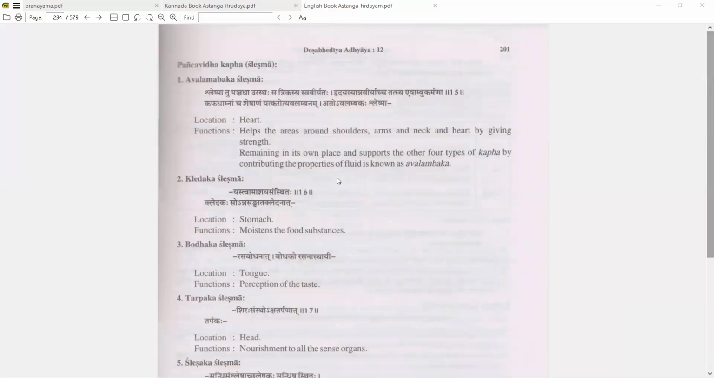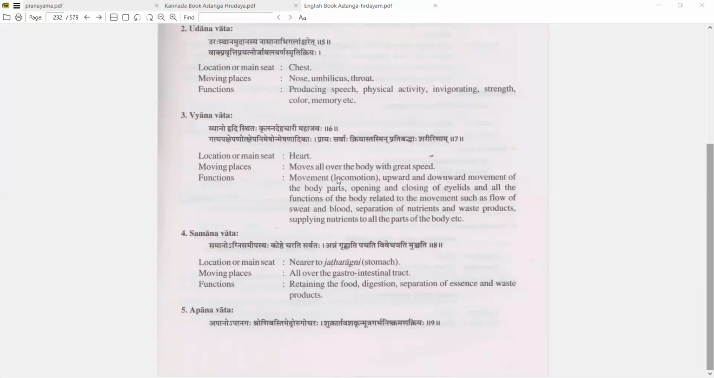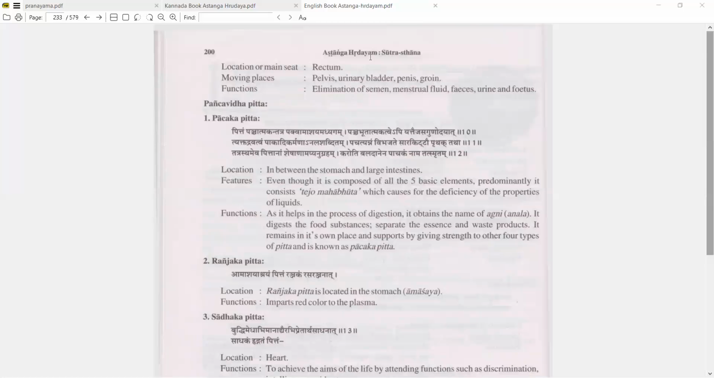Thank you, Shanaji. Chaitraji, do you want to read Apana Vata? Yes, sir.